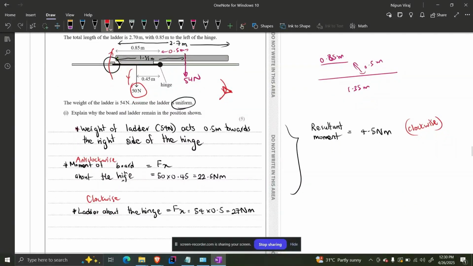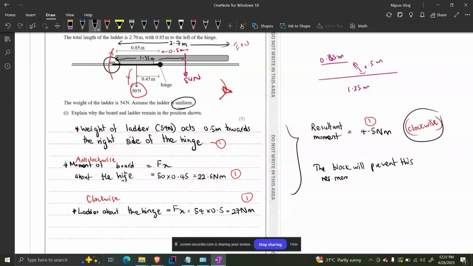Okay, so we have found that there's a resultant moment in the clockwise direction. So the board will try to rotate towards the roof space, because this area is the roof space. It will try to rotate towards the roof space since there's a clockwise moment, but this block will prevent it. Okay, so if you show that there's a resultant clockwise moment of 4.5 Newton meters, you will already get 4 marks. 1, 2, 3, 4. And then you can say the block will prevent this resultant moment, and it will maintain the system in equilibrium.